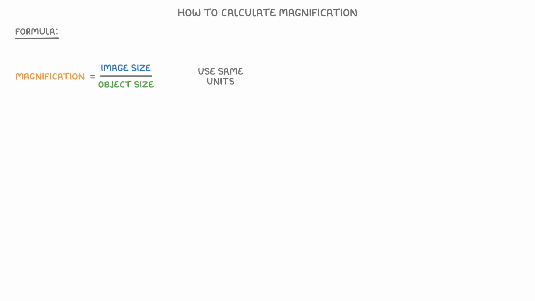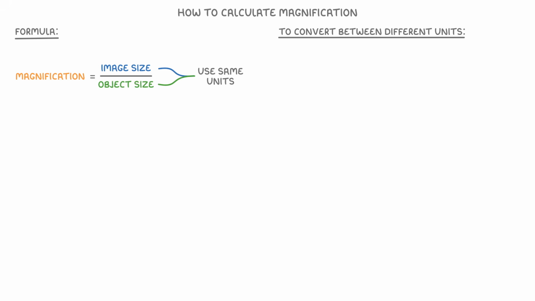Finally then, let's look at how to calculate magnification. The formula for magnification is pretty straightforward. Magnification equals image size divided by object size. One thing to remember though is to use the same units for both image size and object size when calculating magnification. For instance, if you're working in millimetres, make sure both measurements are in millimetres.